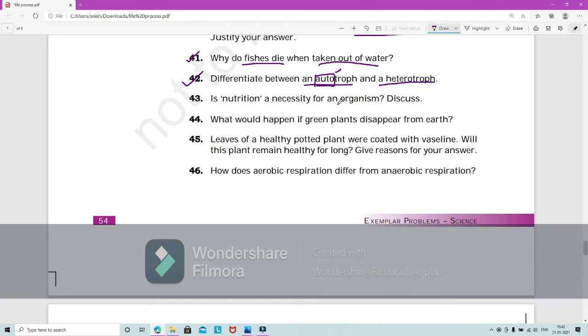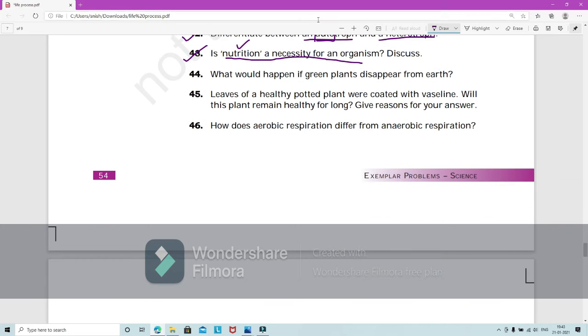Is nutrition a necessity for an organism? Discuss. This is a very basic question. Nutrition is absolutely necessary for us, because it supplies energy to every life process. If you just want to stand up or sit down or do any activity, you need energy. That energy is provided with the help of nutrition. Right? So yeah. Next.